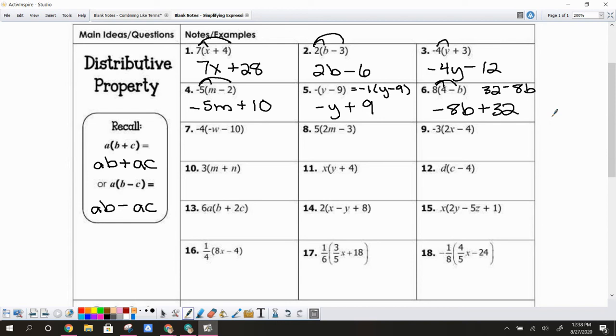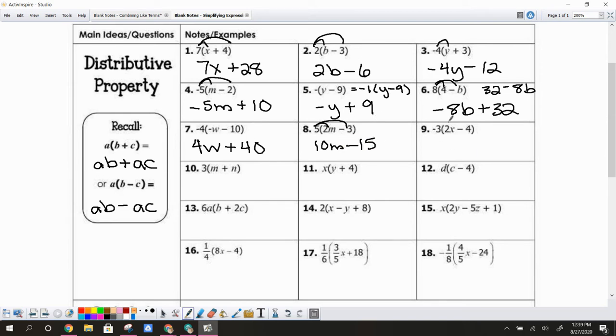All right, so let's go over the answers for these ones. We have a negative 4 times a negative 1w. Negative 4 times a negative 1 is a positive 4. And then we bring the w, and then a negative 4 times a negative 10 is a positive 40. For 8, you should have had 10m times these 2 times together. So then 10m minus 15.